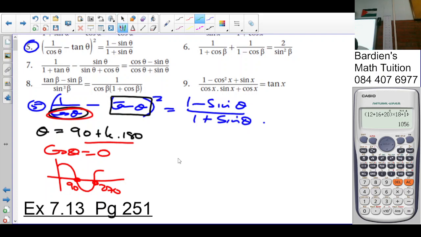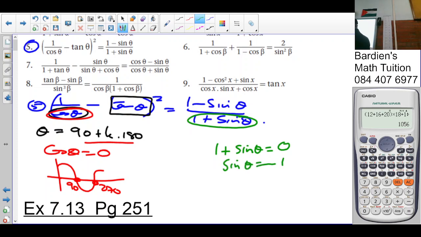What else can we say? It's where 1 plus sine theta is equal to 0, so this is where sine of theta is equal to minus 1. And what's your theta value here? Your sine is minus 1, so 270. So what do I write here? Theta is equal to 270 plus k times 360.